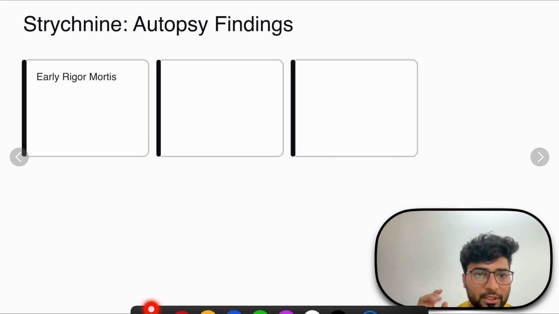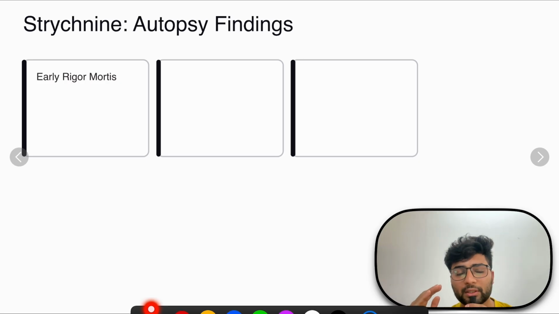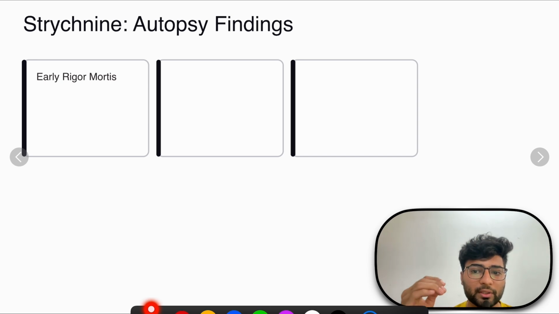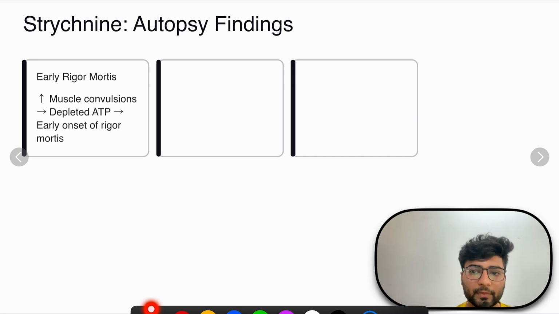Now, strychnine poisoning autopsy findings. We see an early rigor mortis. The concept is that rigor mortis time is inversely proportional to the ATP. If after death the cells have less ATP, then rigor mortis will start earlier. So here, before death, there was excessive muscle contraction, right? That was depleting the ATP. So after that, there is less ATP. Less ATP means rigor mortis will start earlier, right?